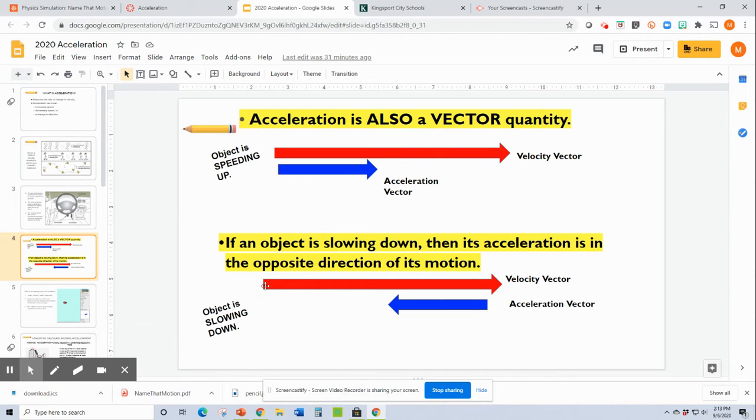But if I have an object that is slowing down, then its acceleration vector is going the opposite way of the direction of its motion. So this is telling me I have some object, it's going in this direction at a certain speed, but there's an acceleration vector that has been placed with it, and it's going the opposite way. So this is telling me that it is having what's called negative acceleration, and that would mean that overall, this object must be slowing down.